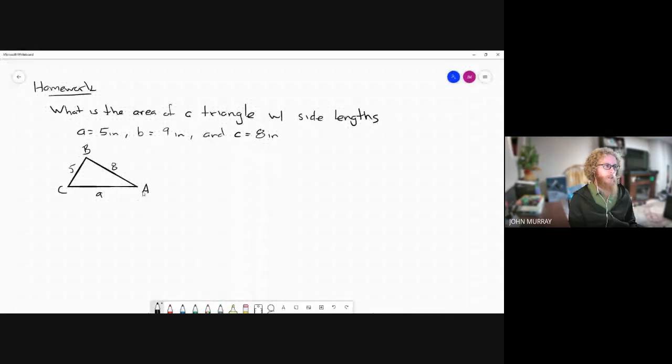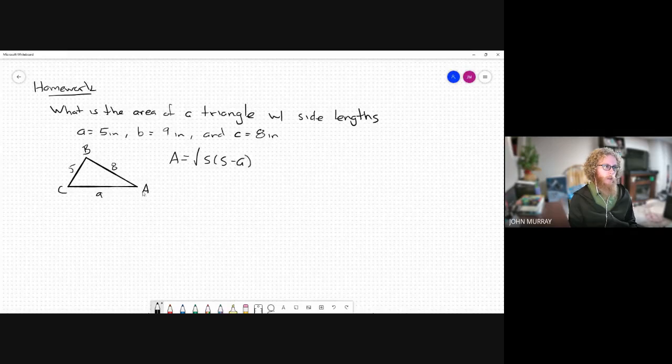So we're using Heron's formula. Just as a reminder, Heron's formula tells us to find the area of a triangle, we take the square root of the semi-perimeter times s minus a times s minus b times s minus c, and s being the semi-perimeter, you add up the sides and you divide by 2. So that's the first thing we have to find, that s.